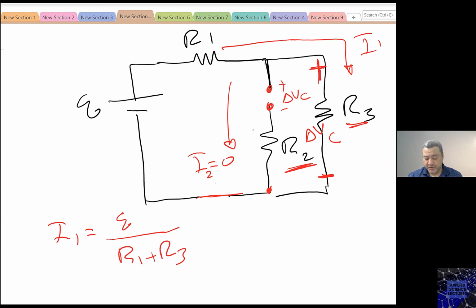Why? Because there is no current going in here, zero. If there is no current going in here, then the potential difference between this point and this junction is zero, which means the potential here is the same as the potential here. Which means that now the potential difference across the capacitor is the same as the potential difference across the R3.